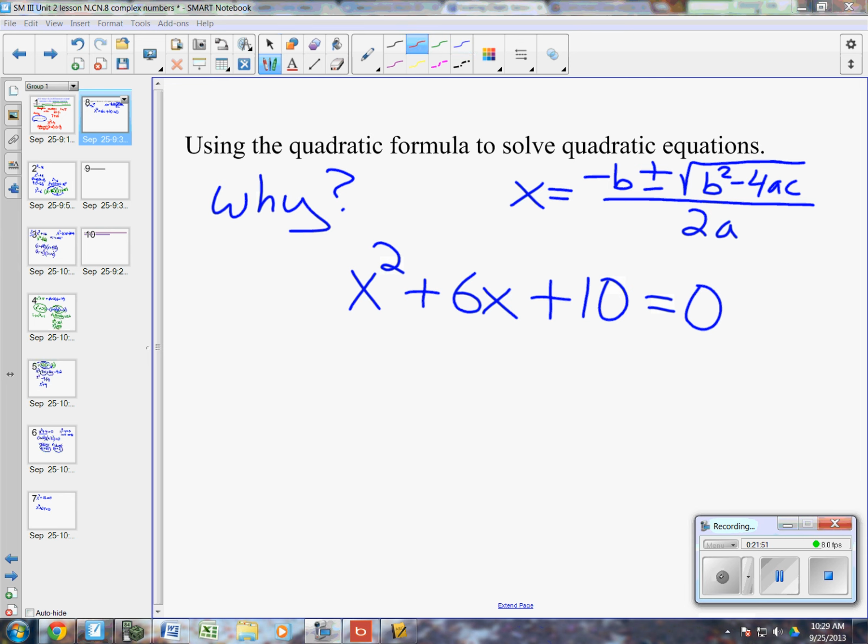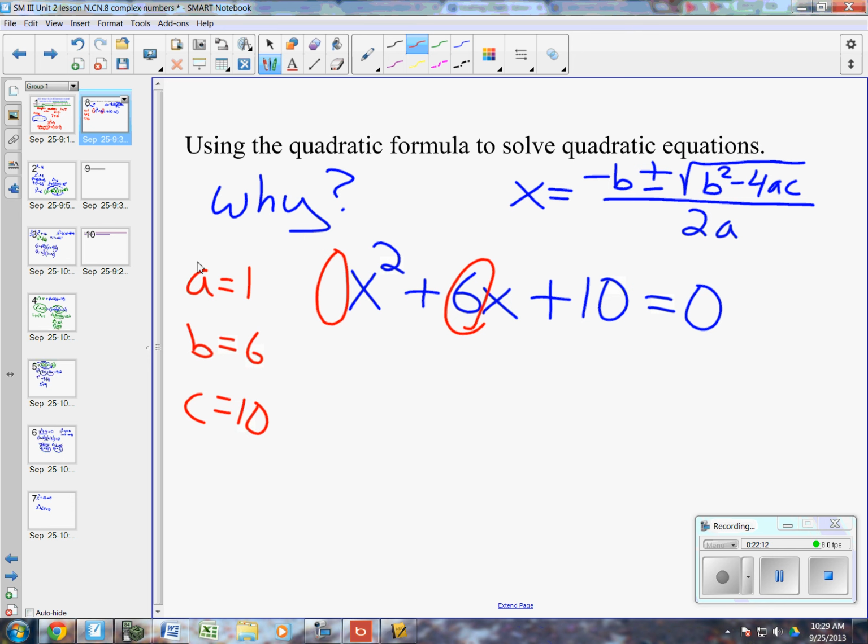So, going to this right here, you guys, the question is what is a, b, and c? Do you guys remember what a, b, and c are? So a is the number right here. When there is no number right there, we can assume it's what? 1. 6 is right here, and 10 is right here. That means this is a, b, and c is the constant. b is the coefficient of the linear term. a is the coefficient of the quadratic term. So all we have to do is plug those numbers into the formula.